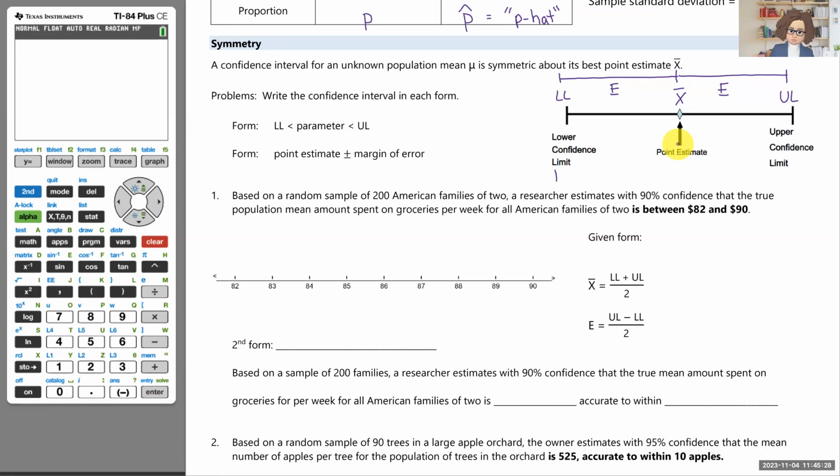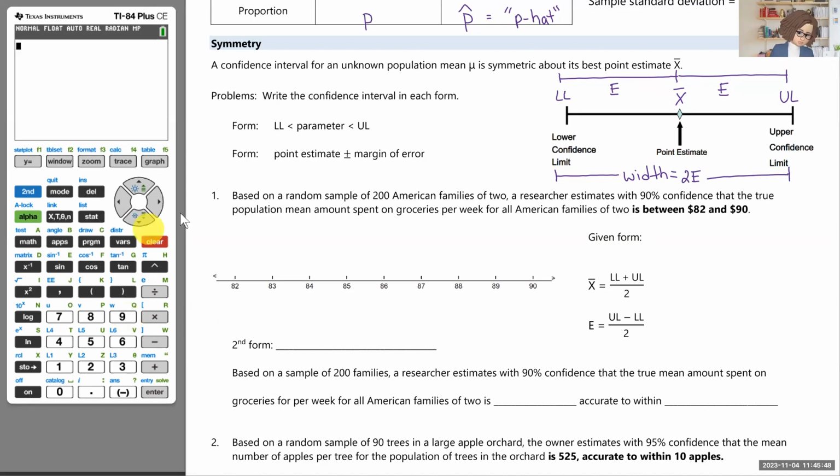If I took a look at the width of the entire interval, from lower limit to upper limit, I would have 1E plus 1E, so that entire length would be 2E. We'll see that coming up as we look at some formulas.